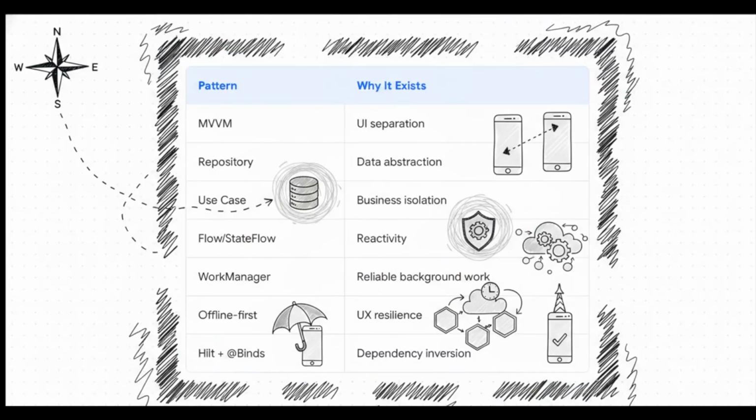Well, this is your map. Seriously, think of this slide as the legend for our entire architectural blueprint. Every single pattern we're about to talk about has a very specific job, a super clear reason why it exists. From separating your UI to abstracting your data, this is the core toolkit for modern Android dev.